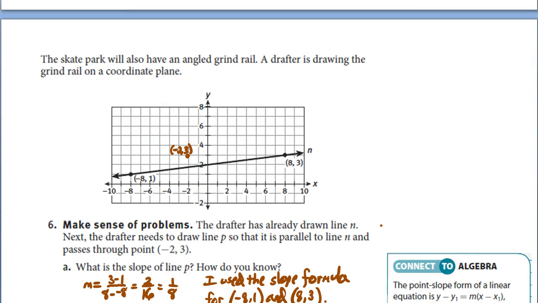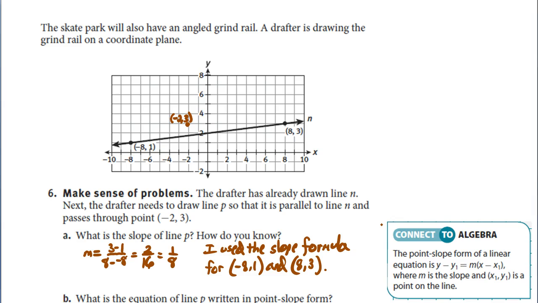The skate park will also have an angled grind rail. A drafter is drawing the grind rail on a coordinate plane. So here it is. It's this diagonal line. The drafter has already drawn line N. So this black line is line N. Next, the drafter needs to draw line P so that it is parallel to line N and passes through the point negative 2, 3.